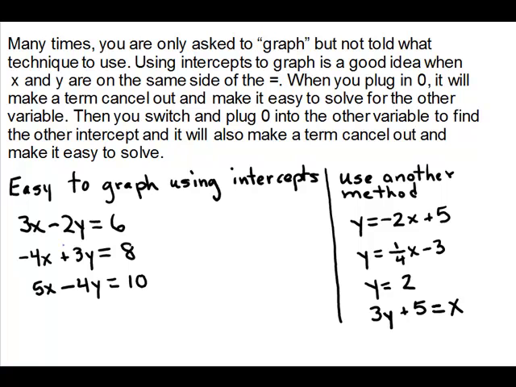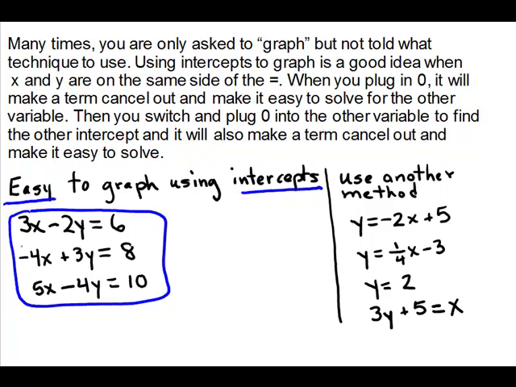Here are some examples on the left that will be easy to graph using intercepts. Notice all of these have x and y on the same side of the equal sign. These problems, if I was only asked to graph, I would not choose intercepts. The intercepts would take more work. A different method would be faster.